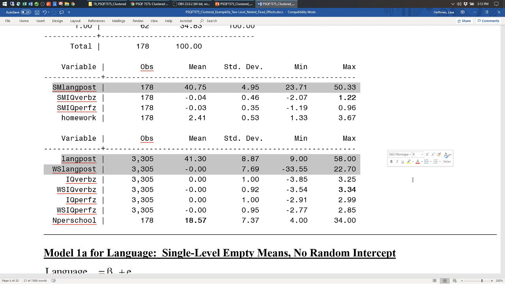So to the extent that some schools have higher language on average, which you can see clearly there are differences here, some schools have average language as low as 23 and as high as 50, we need a multi-level model. And foreshadowing student level predictors, they have verbal IQ and performance IQ as student level predictors. These are the school averages in those.